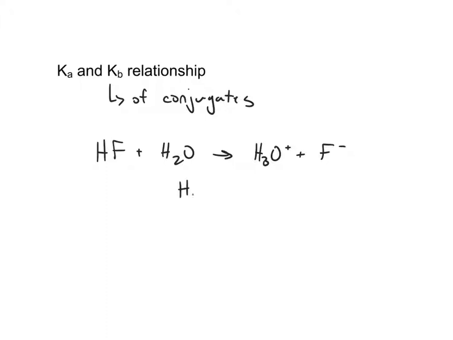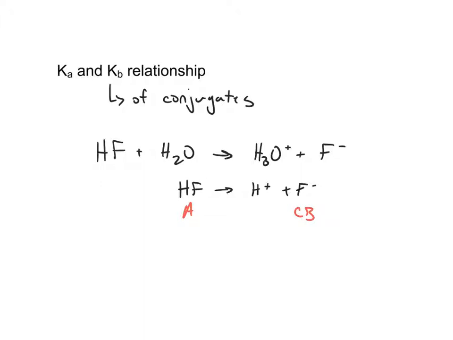We've been writing this just as HF giving you H plus and F minus, taking out the water as a reactant and taking out the water from the hydronium just to clean things up. Water is often not included because we just assume that it's there as a reactant and that it's attached to the H plus. But if you're looking at the acid and the conjugate base, the acid is the HF and its conjugate base is the F minus.